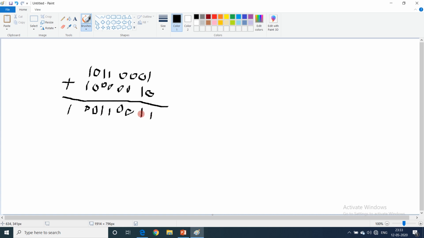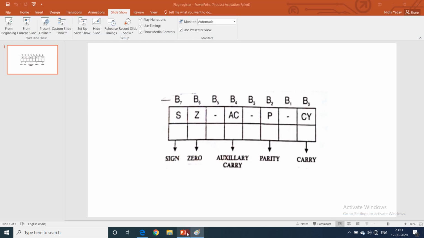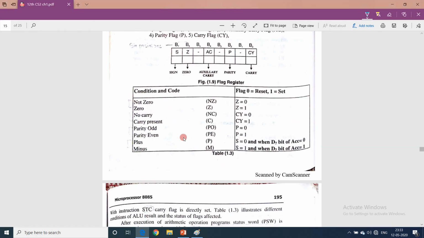Likewise, if in the accumulator the answer has an odd number of ones, then the parity is odd.